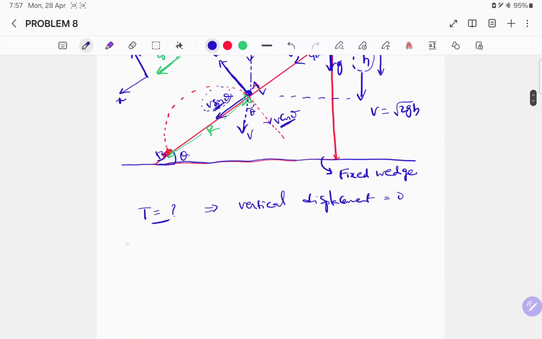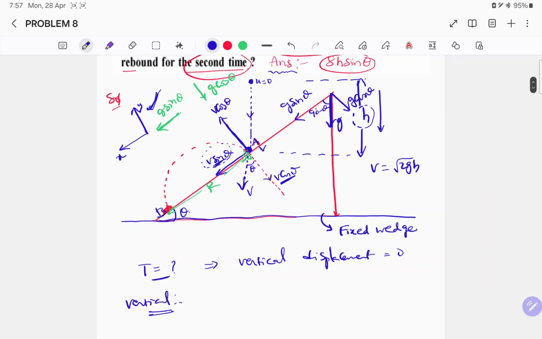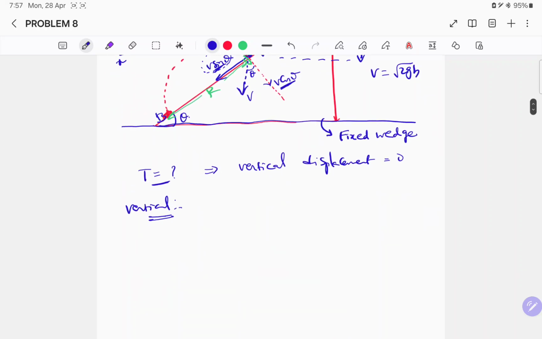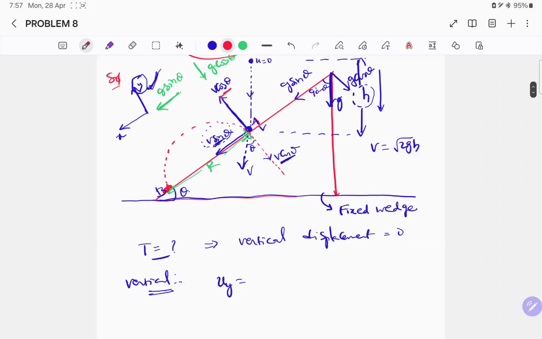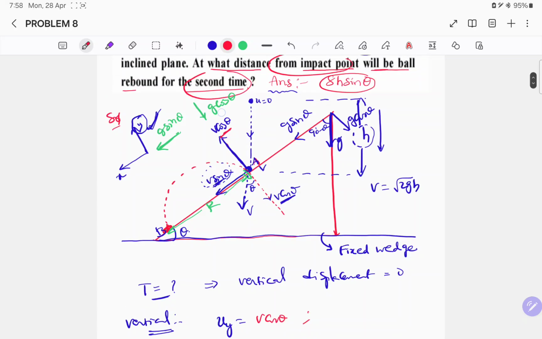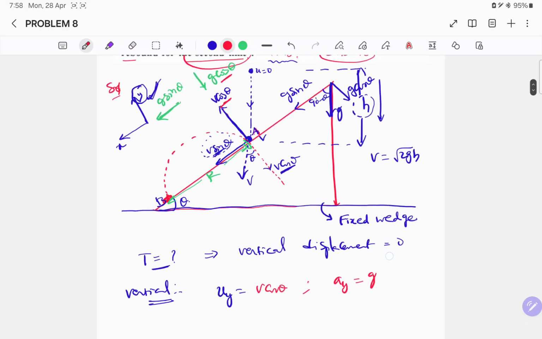So I switch my focus completely to vertical analysis. Okay, vertical analysis, I mean here what? Y-axis analysis. So the initial y-axis velocity is what? V cos theta. Okay, and acceleration along the y-axis is downward, so it will be under retardation. So Ay will be g cos theta.